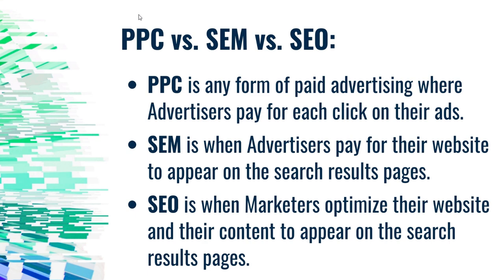So if you're just getting started and you're learning about PPC, SEM, SEO, which is pay-per-click advertising, search engine marketing, and search engine optimization, you might think they all might be somewhat similar, but PPC is any form of paid advertising where the advertisers pay for each click on their ads. SEM, search engine marketing, is when advertisers pay for their website to appear on the search results pages.